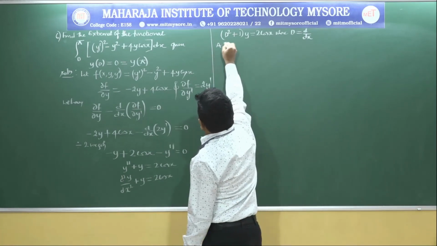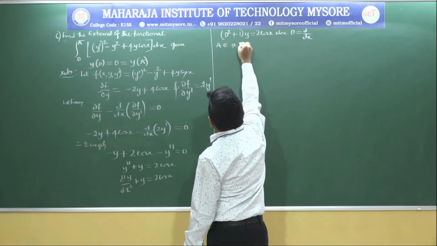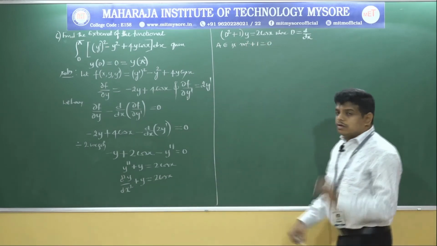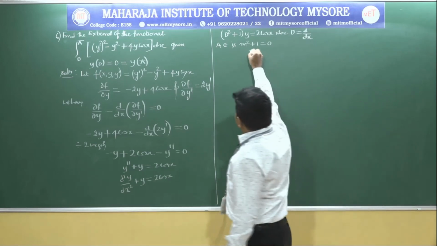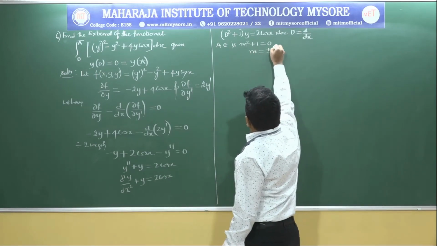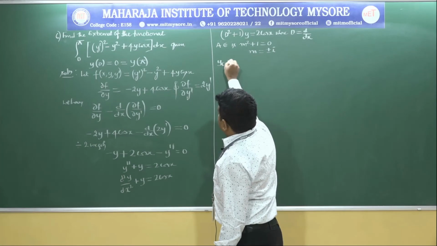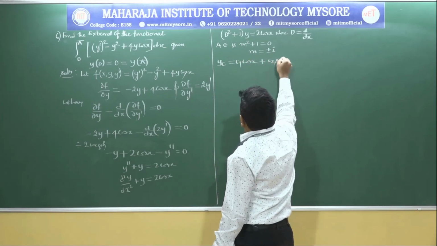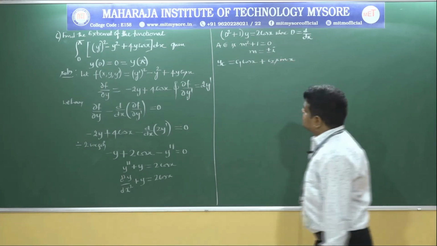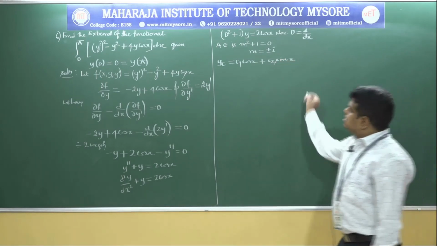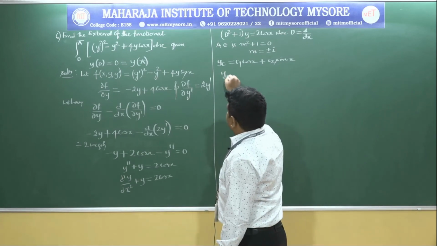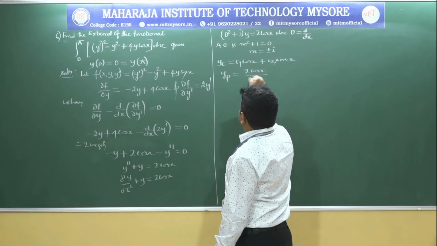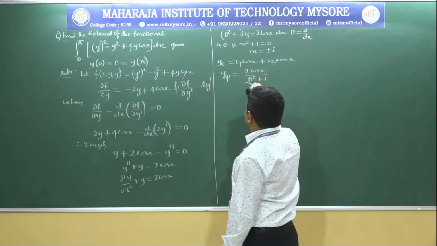Next, we shall solve this differential equation. Auxiliary equation is m² plus 1 equals 0. Here we get two roots on solving this, that is m equals plus or minus i. Complementary function is c1 cos x plus c2 sin x. Next, we shall find the particular integral, that is yp equals 2 cos x divided by f of D. f of D is D² plus 1.